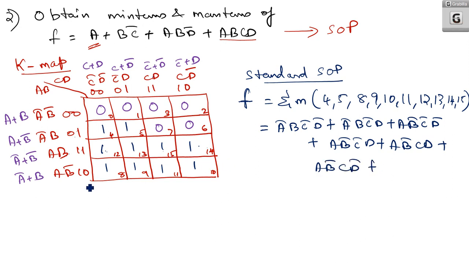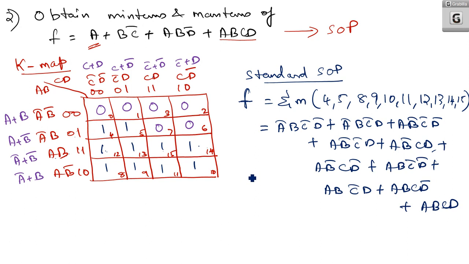Or what is 11? 11 is A B bar C D. Then 12 is A B C bar D bar, or 13 is A B C bar D, or 14 is A B C D bar, and 15 is A B C D. That is the standard SOP form.